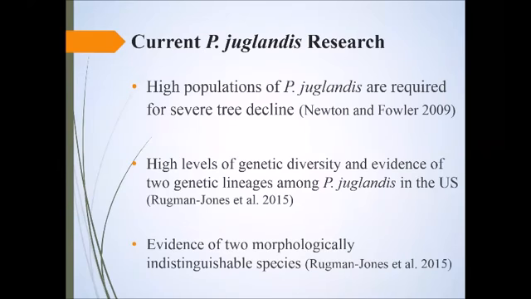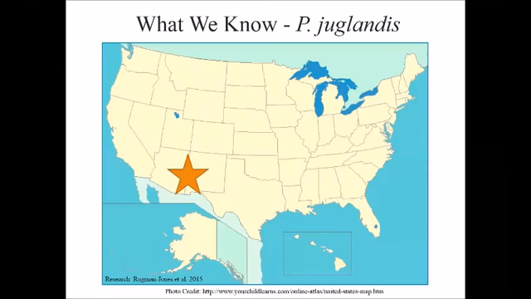What has been done about Pityophthorus juglandis? High populations of Pityophthorus juglandis are required for severe tree decline. High levels of genetic diversity and evidence of two genetic lineages among Pityophthorus juglandis were found. And evidence of two morphologically indistinguishable species was recorded.